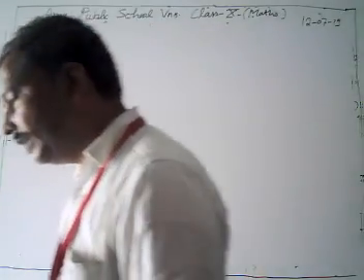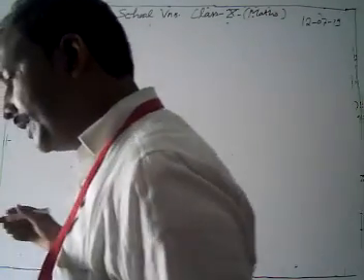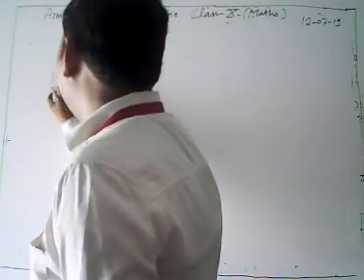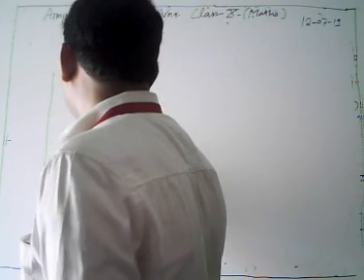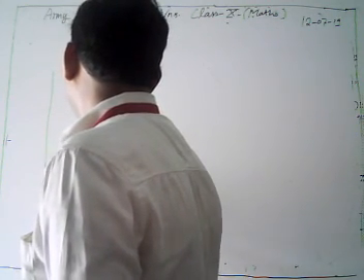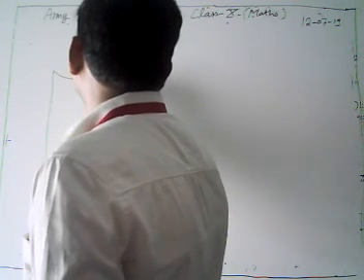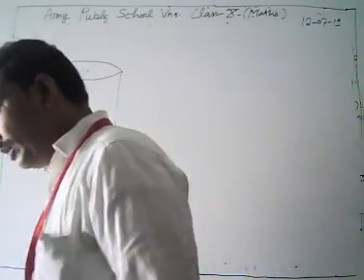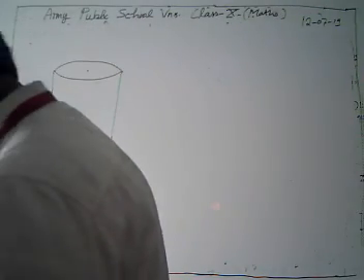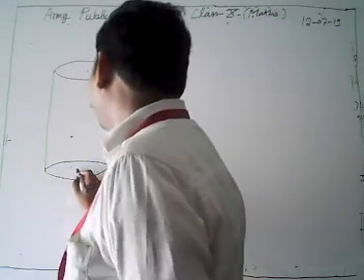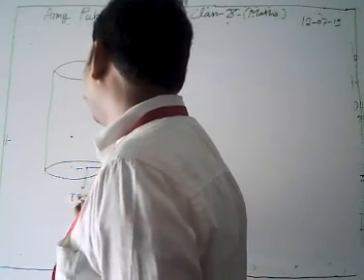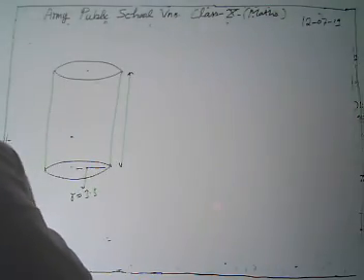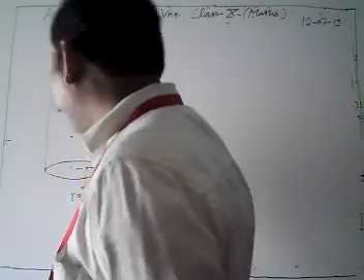Look, a wooden article was made by scooping a hemisphere from each end of a solid cylinder. What is given there? We have a solid cylinder, and the height of the cylinder is 10 and its base radius is 3.5. The radius r is 3.5 and the height of this cylinder is given as 10 centimeter.